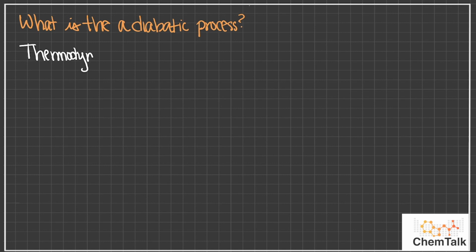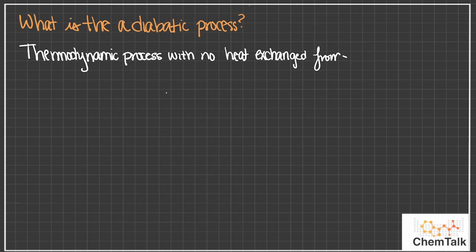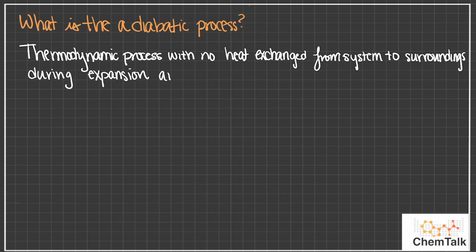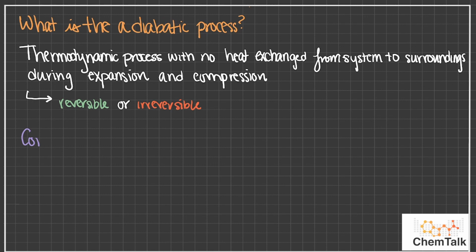So the adiabatic process is a thermodynamic process which includes the transfer of heat, which is where there is no heat exchanged from the system or the surroundings during expansion and compression. Now, this process is actually reversible and irreversible. So you can either compress heat and then go back to expanding this heat, or you could expand the heat but then go back to compressing the heat altogether.